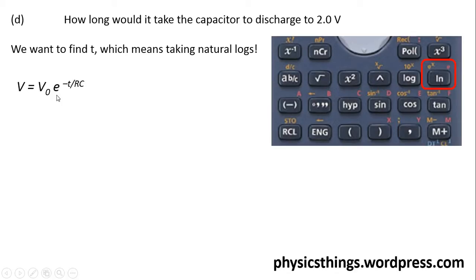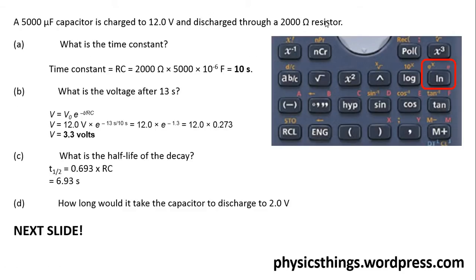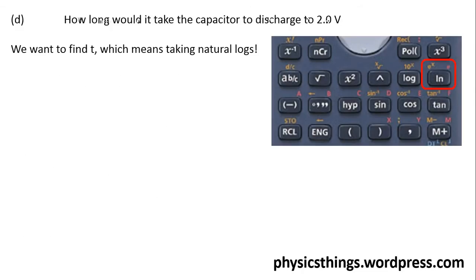Now I know that V is V naught e to the minus t over RC. I know the V I'm looking for is 2 volts. My initial voltage, if we look at the last slide, is 12 volts. And my resistance is 2000 ohms. So this I know, it's my 10 seconds, my time constant. I'm looking for t, so I need to start rearranging this. First of all, let's get V's on this side. V divided by V naught equals e to the minus t over RC.